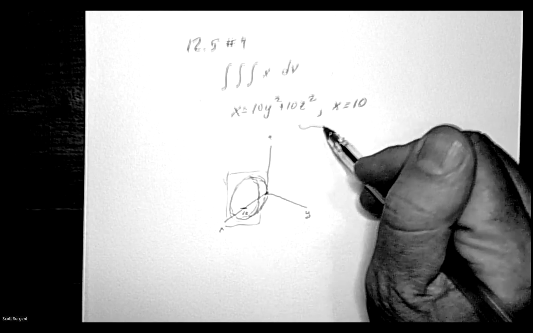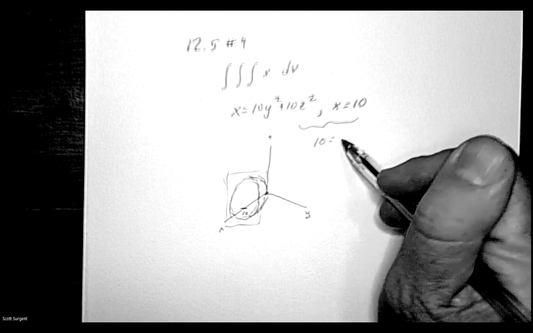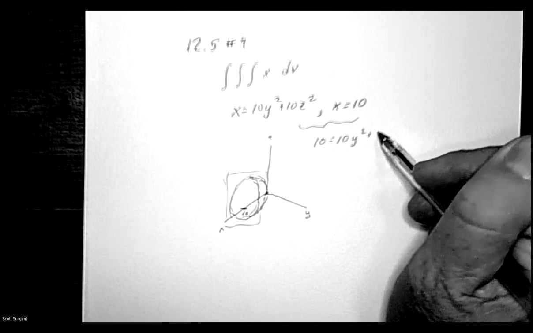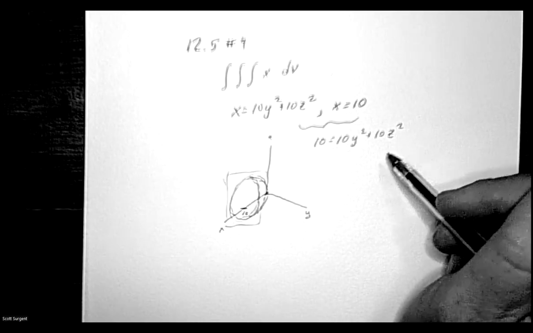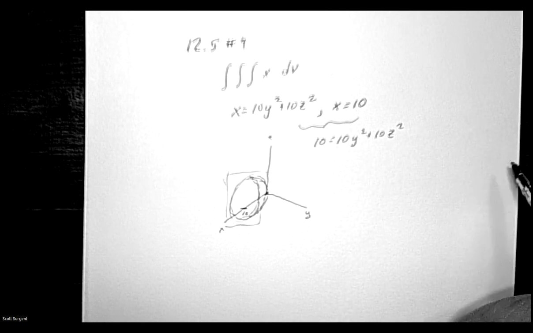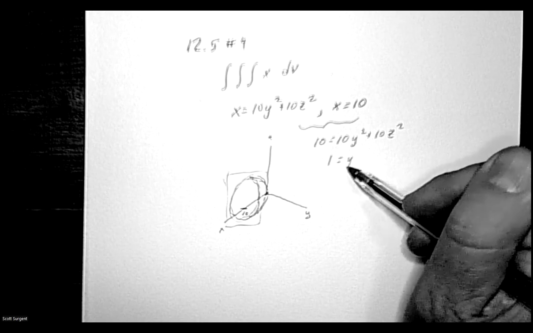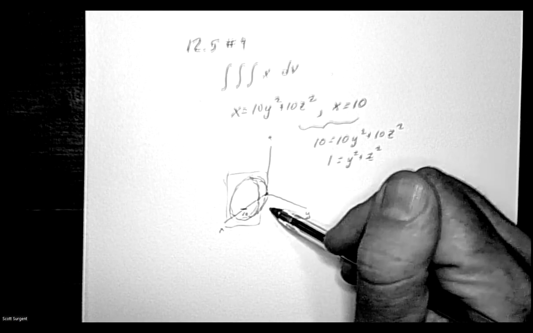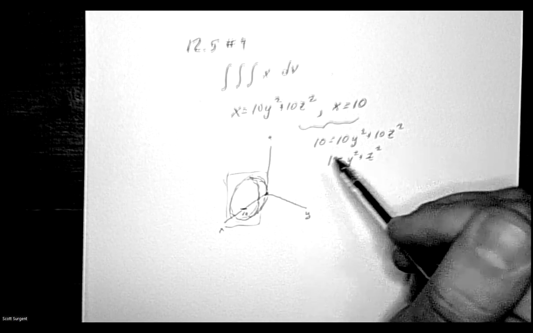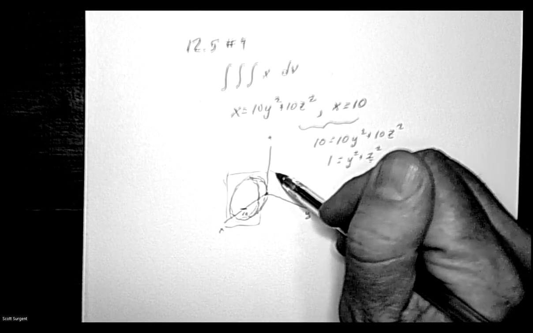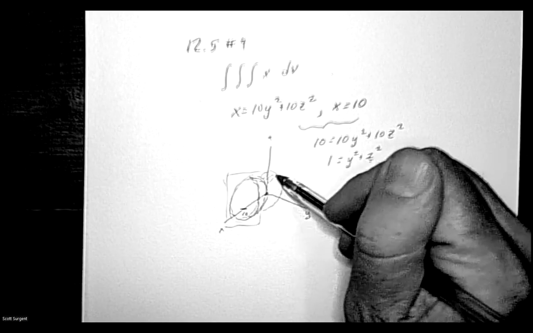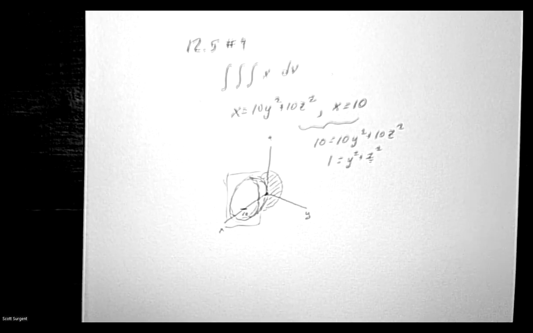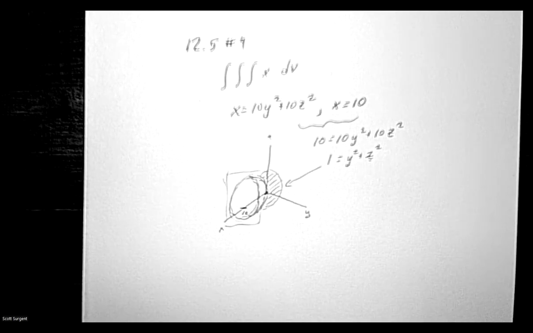What you can do if you wanted to is you could set these equal to each other. This will help us with our bounds. So set x equal to 10, and then you just divide it out by 10, and that tells us what our region of integration is. So back here on the yz axis, you have the circle of radius 1. So this will help us with our bounds.